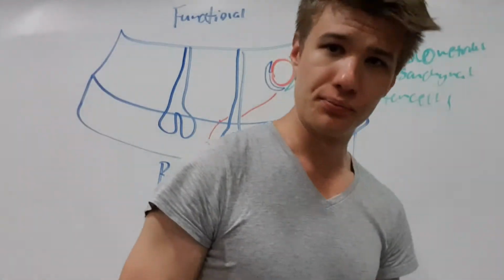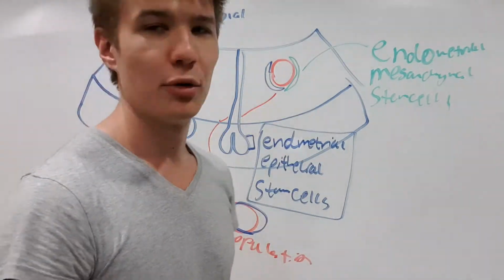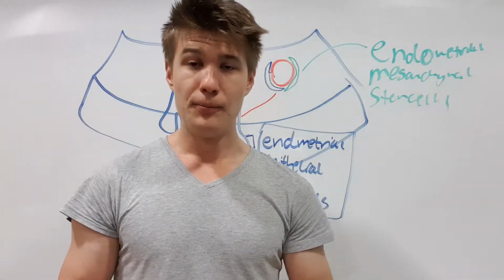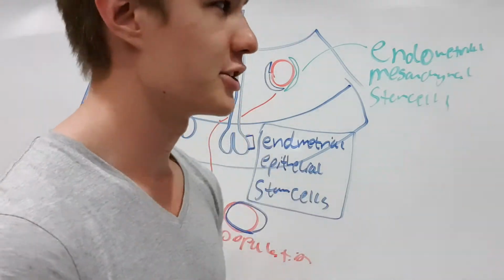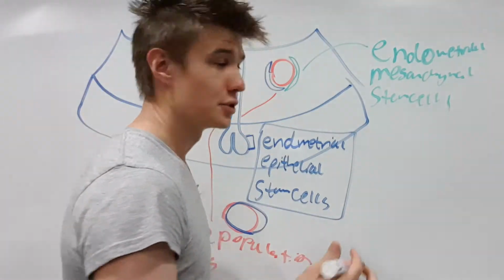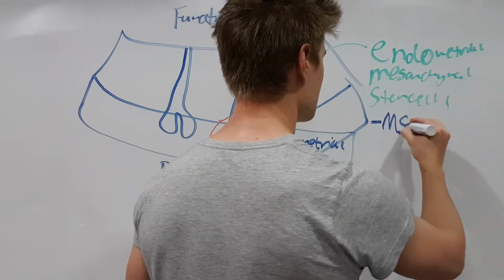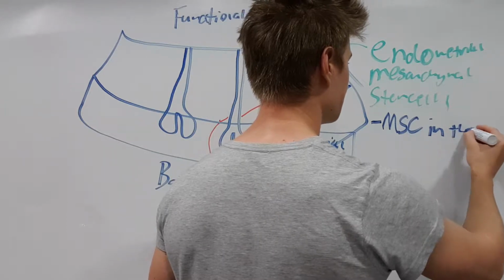And we're going to go through them and talk about each of them. Starting with the endometrial mesenchymal stem cell. So the endometrial mesenchymal stem cell is actually pretty much a mesenchymal stem cell. It just happens to be in the endometrium, which is cool. So it's an MSC in the endometrium.